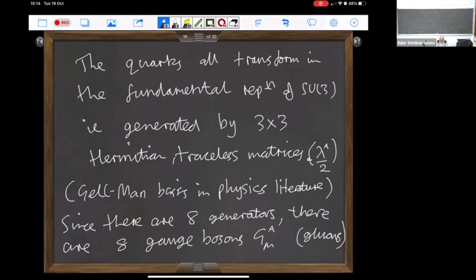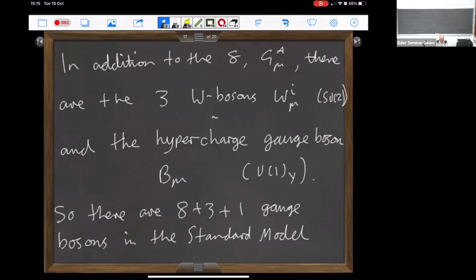Therefore, there are going to be 8 gauge bosons associated with the SU3 interactions. I'll denote them by G mu A, and these are the gluon gauge fields, and the particles associated to them are the gluons. So in addition to those 8, we have 3 SU2 bosons, the W bosons, and we've got the U1 hypercharge, which, since U1 is one-dimensional, gives 1 gauge boson, the hypercharge gauge boson, usually called B mu. So in total, there are 12 gauge bosons in the standard model.